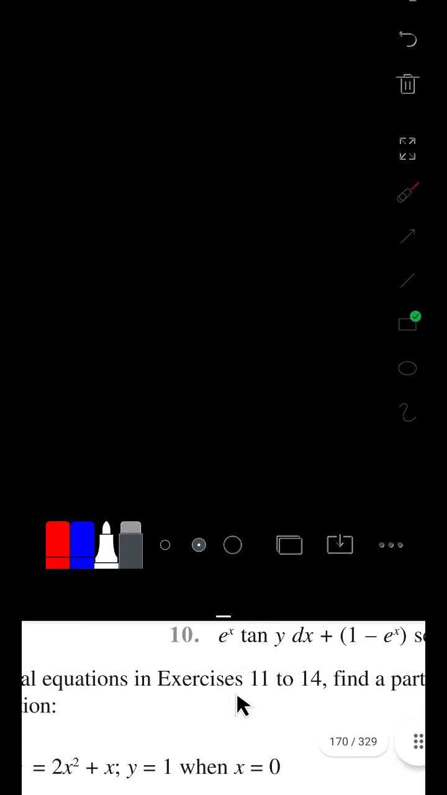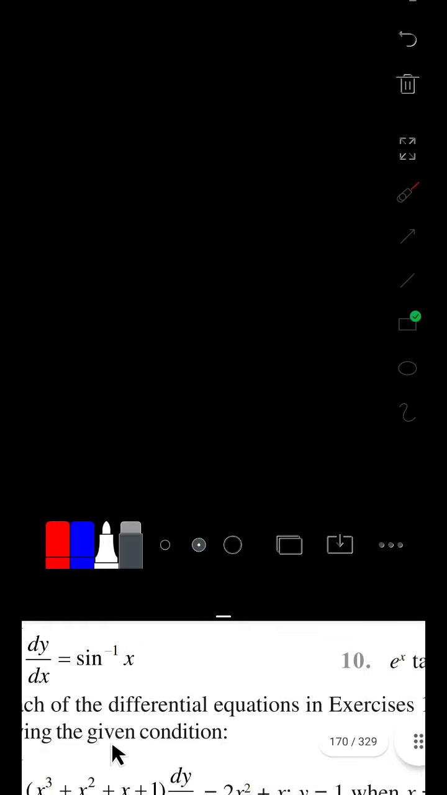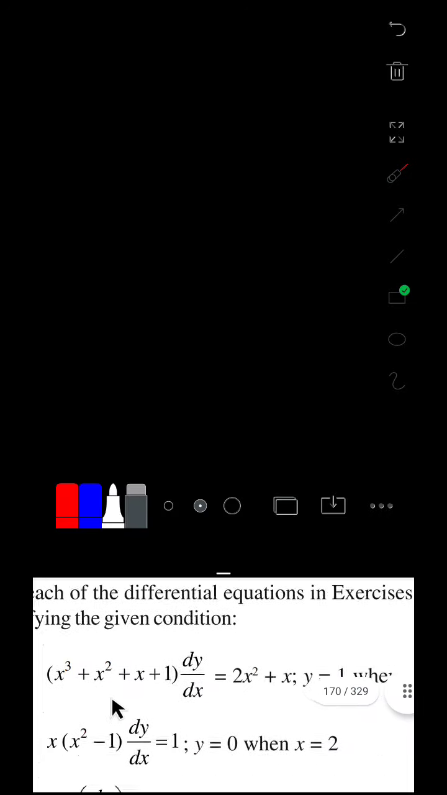After 10, there is a general instruction for exercises 11 to 14. And what is that? For each of the differential equations in exercise 11 to 14, find a particular solution satisfying the given condition. A solution in which there is an arbitrary constant term C, that is called general solution. And if we find the value of arbitrary constant with the help of some initial value condition, then the solution is said to be a particular solution. So in sums 11 to 14, we need to find out particular solution.